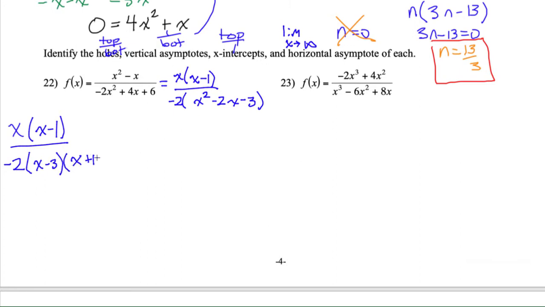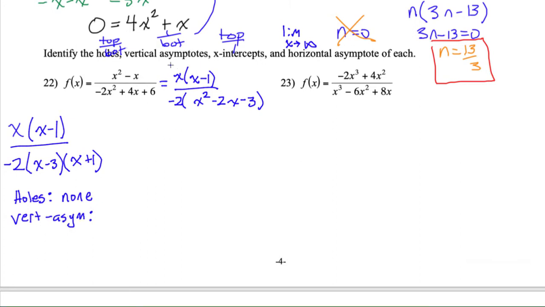X plus 1. And shame that that wasn't a plus 1 because that would cancel out. So it looks like on this one, let's talk about the holes here. Holes are where the top and bottom are 0, so nothing matches on the top and bottom, so there are no holes.